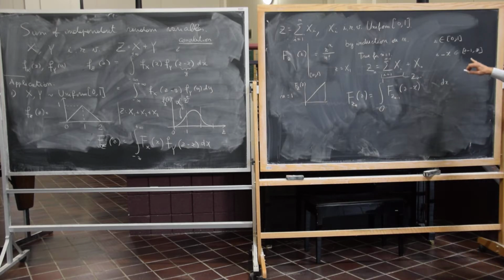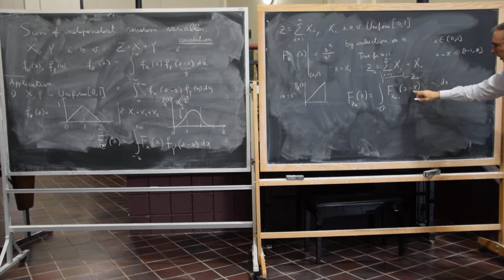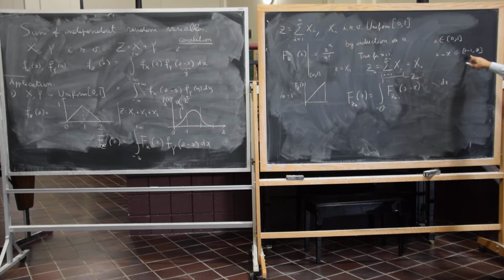So I'm saying that if x belongs to 0, 1, when you integrate, so minus x belongs to minus 1, 0. Then z minus x belongs to z minus 1, z, right? Now, because z is in 0, 1, z minus 1 is a negative number.